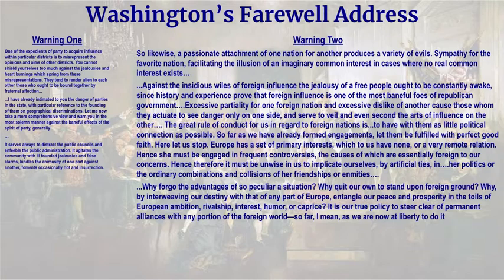Why forego the advantages of so peculiar a situation? Why quit our own to stand upon foreign ground? Why, by interweaving our destiny with that of any part of Europe, entangle our peace and prosperity in the toils of European ambition, rivalship, interest, humor, or caprice? It is our true policy to steer clear of permanent alliances with any portion of the foreign world. So far as we are now at liberty to do it.